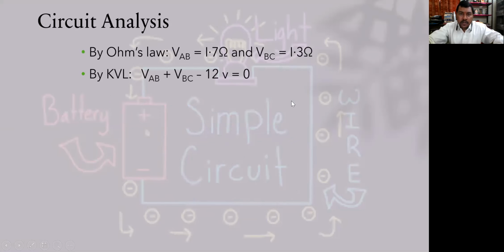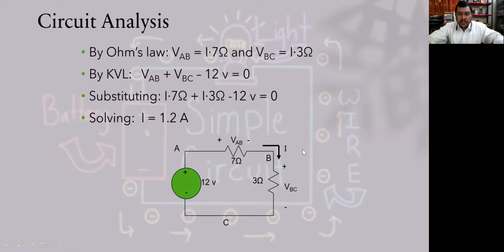This is how it has been shown there. This can be taken as the voltage across the 7 ohm resistance, and then the voltage across the 3 ohm resistance can be taken. So this is the simplest one, where we can calculate how much current is going to flow through this circuit by using just Ohm's law.